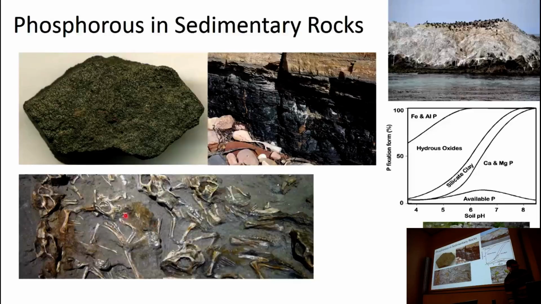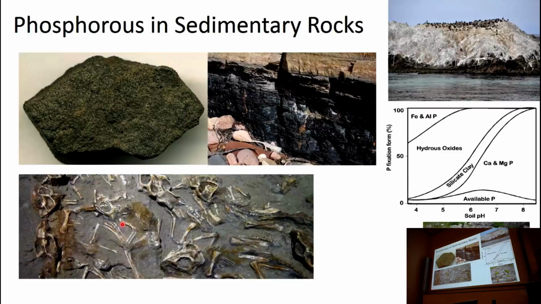Bone beds. So these are some quite big dinosaur bones, but also quite often you get beds which are very, very rich in things like fish teeth. So those are also good sources of phosphorus for mining out. Organic rich rocks will have some phosphorus in.